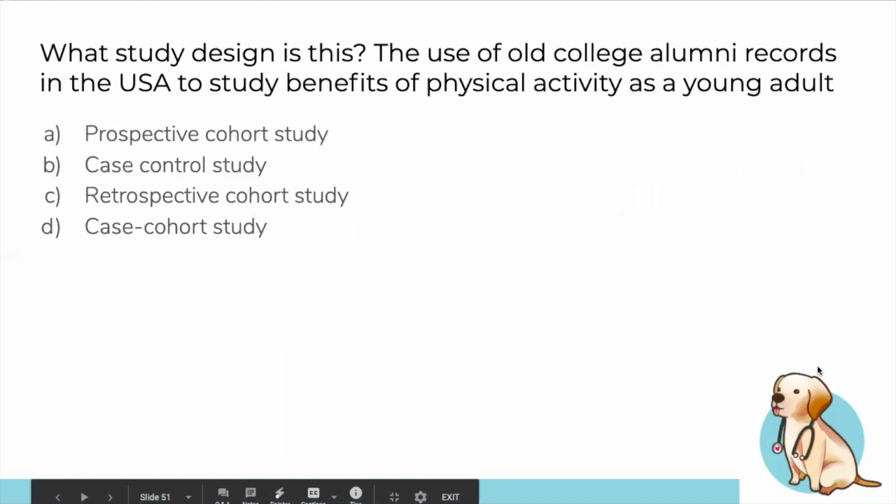Okay, so we'll have some questions now. That was a lot of epi just thrown at you. Okay, so use of old college alumni records in the US to study benefits of physical activity as a young adult. Just check some answers up.